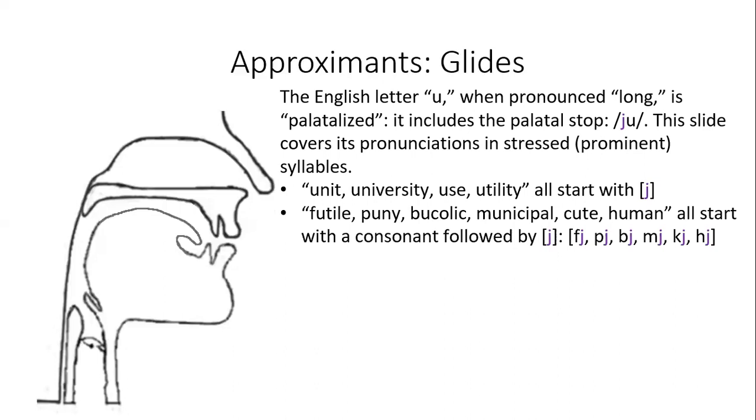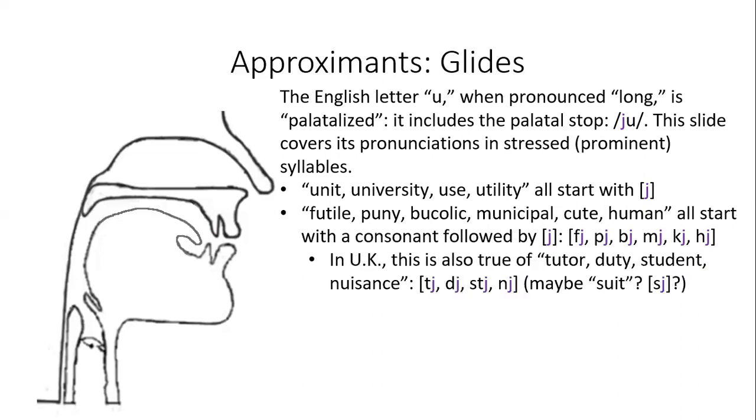Feudal, puny, bucolic, municipal, cute, and human. So they sound wrong if you don't have the y. Feudal, puny, bucolic, municipal, cute, human. Actually, municipal doesn't sound bad. I guess some people do say it. I say municipal.